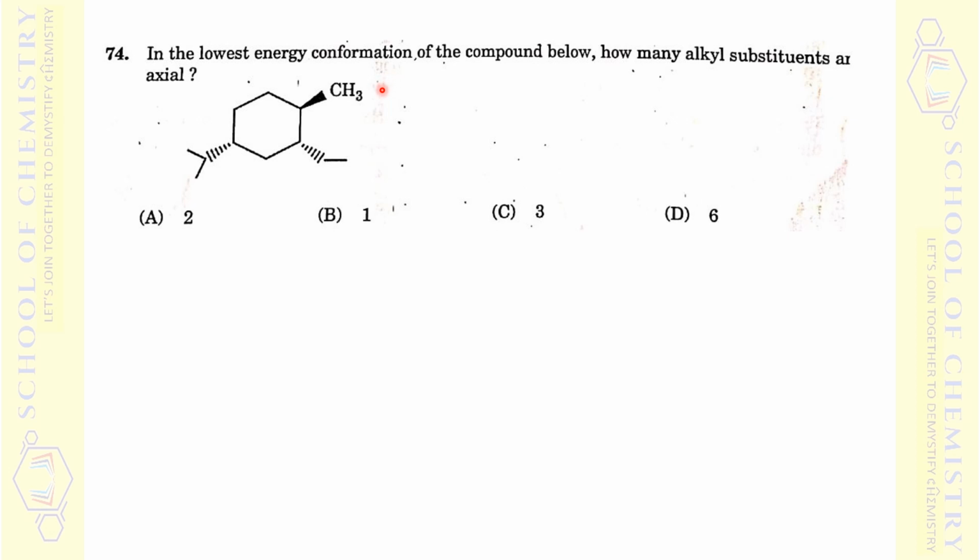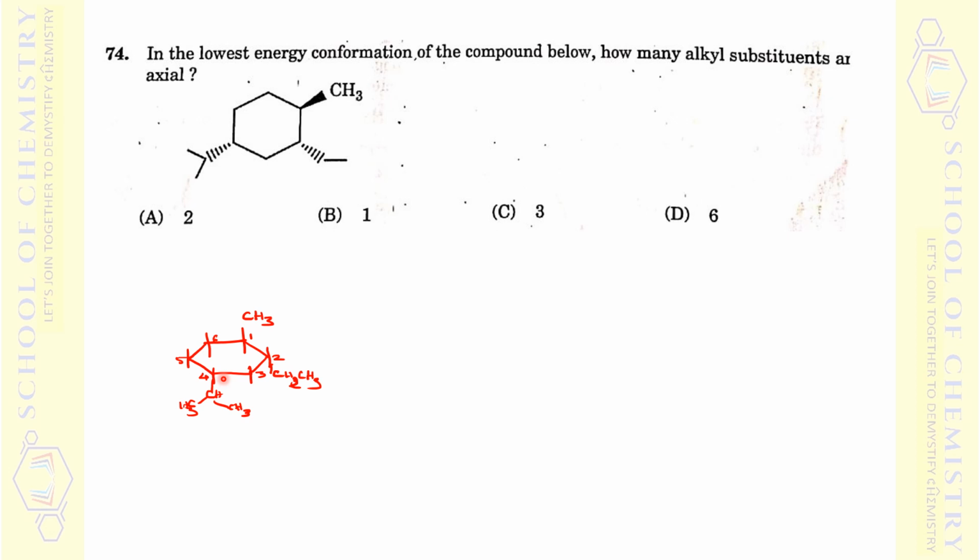So first we shall see what is the lowest energy conformation, and then we can decide how many axial groups will be present in that. For that we should have thorough knowledge of conformations of cyclohexane and converting the cyclohexane conformations from one form to the other. So now first I'll rewrite this in a different way.